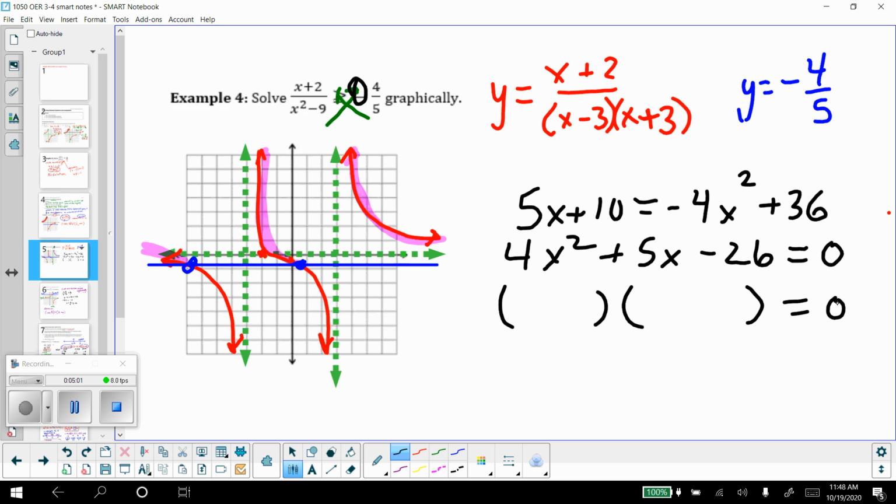Let's see. We need factors of 4 times 26 that add up to 5. So we could go ahead and do a factoring by grouping thing and experiment to find those numbers, or you can trust me to save some time here. My factors that I wrote down for this problem are 4x plus 13 and x minus 2.